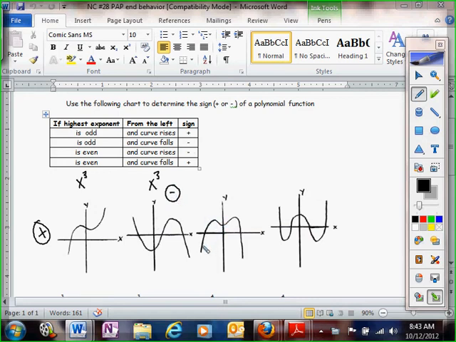Here, you should see that it's a quartic function, because of the shape of it. It almost looks like a W. That means it's x to the 4th. That means it's even, and it rises from the left, so this would be negative.